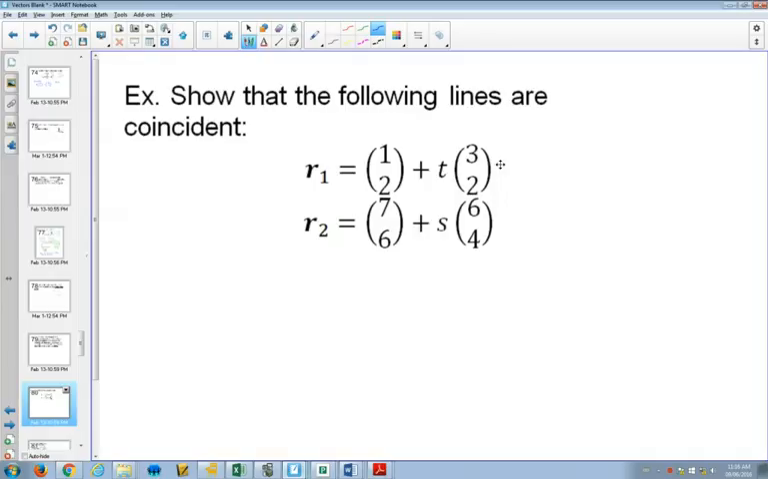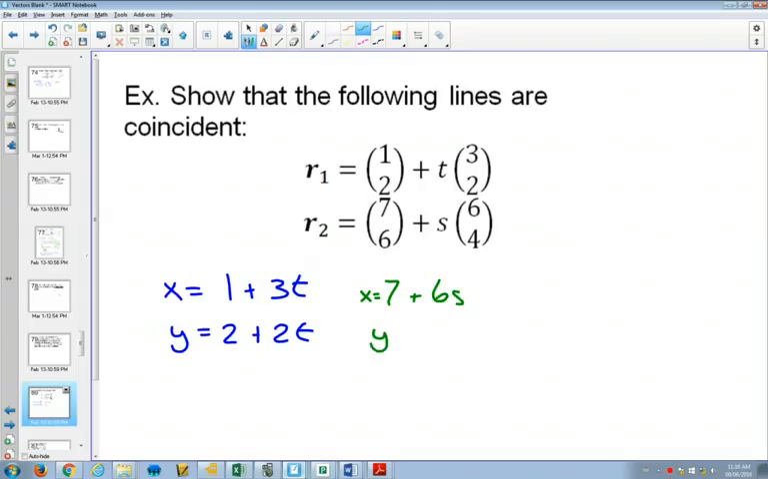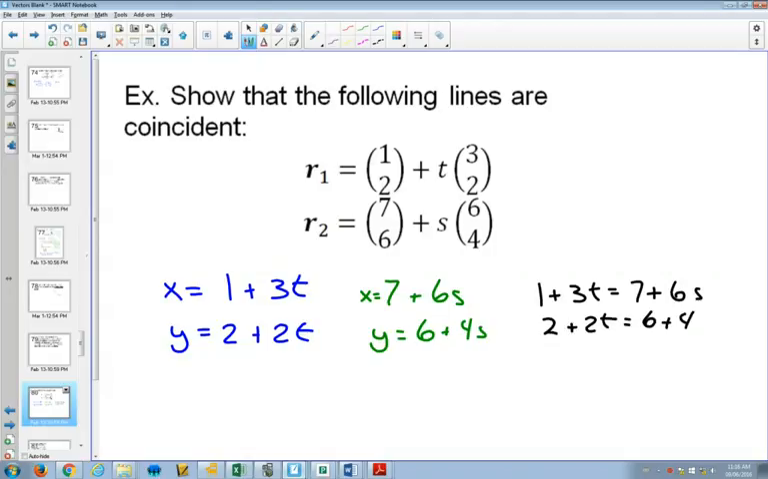If we were setting up our systems of equations to solve this, our first equation would be 1 plus 3t for the x-coordinate, and the y-coordinate would be 2 plus 2t. The second equation would be 7 plus 6s for the x-coordinate, and 6 plus 4s for the y-coordinate. Putting these two together, 1 plus 3t would equal 7 plus 6s, and 2 plus 2t would equal 6 plus 4s.